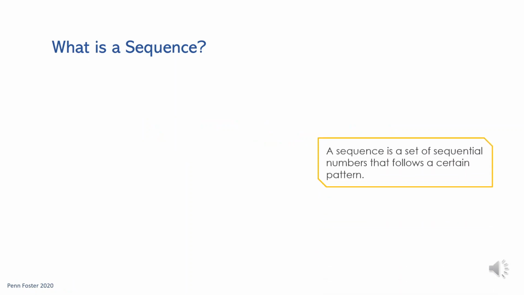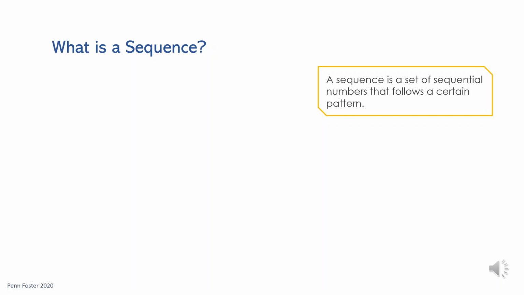A sequence is a set of numbers that share one pattern. A pattern is a rule that dictates what numbers are part of a certain sequence. Take a look at this sequence. The values that appear in a sequence are called terms.